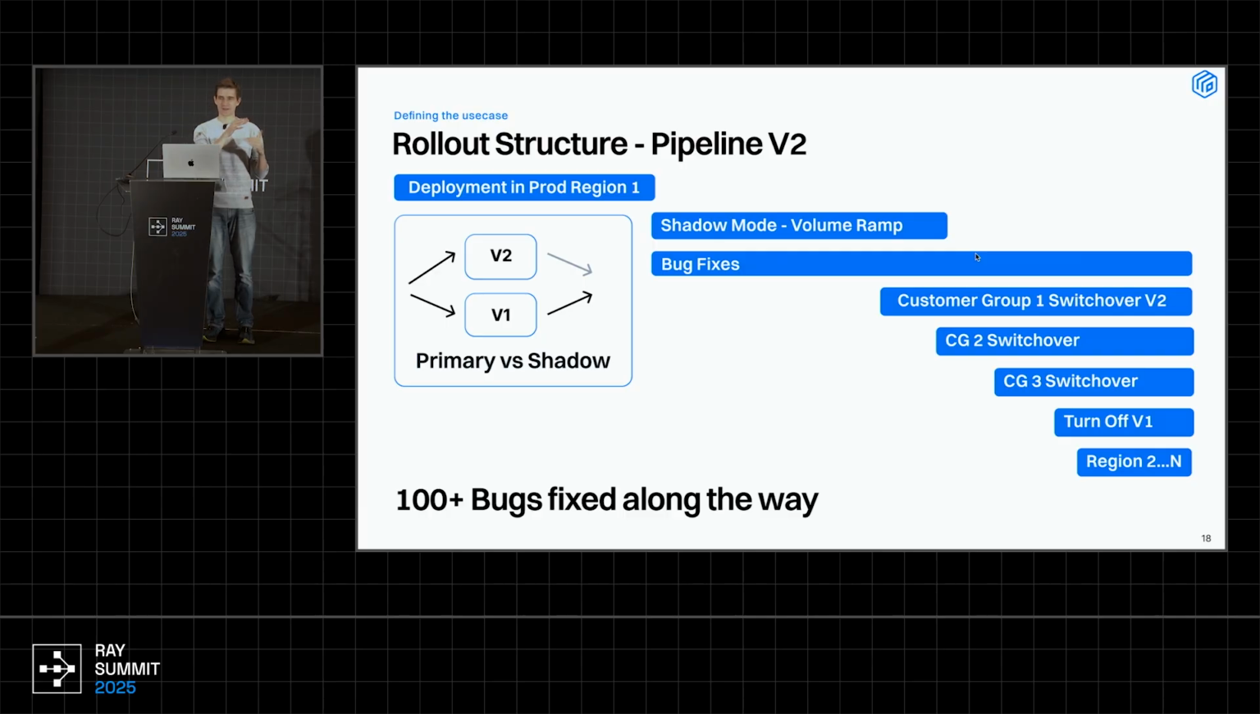Then we divided our customers into different segments. We had the lowest risk customers that we would transition to pipeline v2 first, then a second group, then a third group. And then finally, once all the customers were live in production and we had v1 running in shadow, just in case we needed to recover a file, we turned it off and had pipeline v2 as our primary run. And then you rinse and repeat this in region 2.